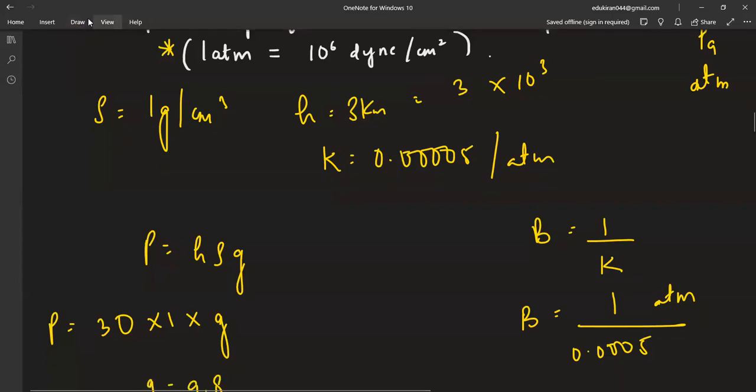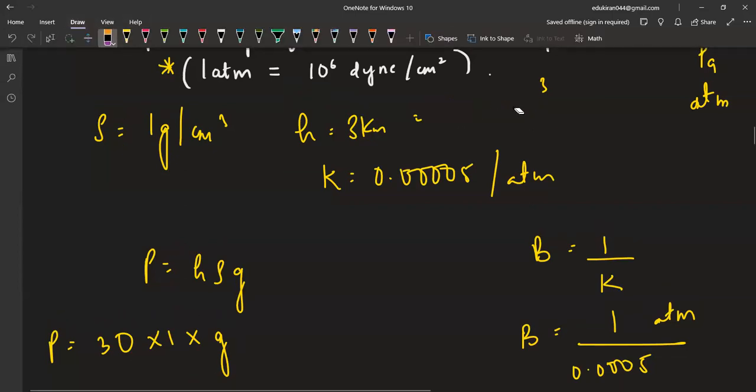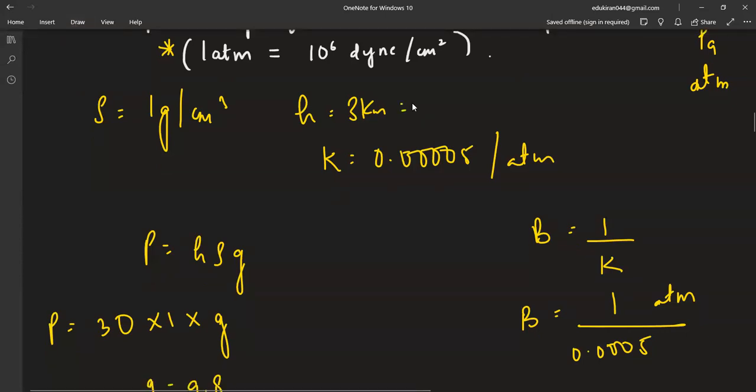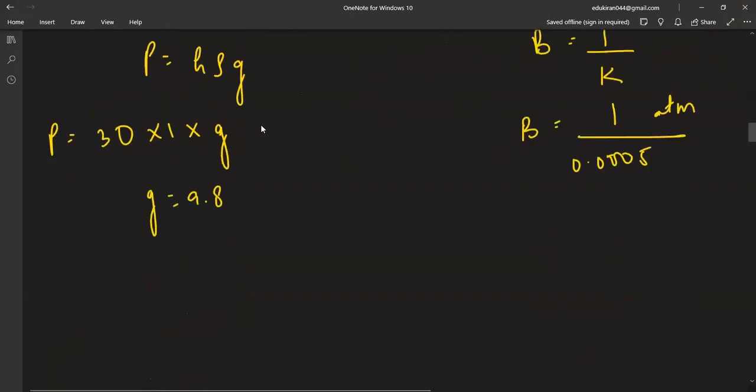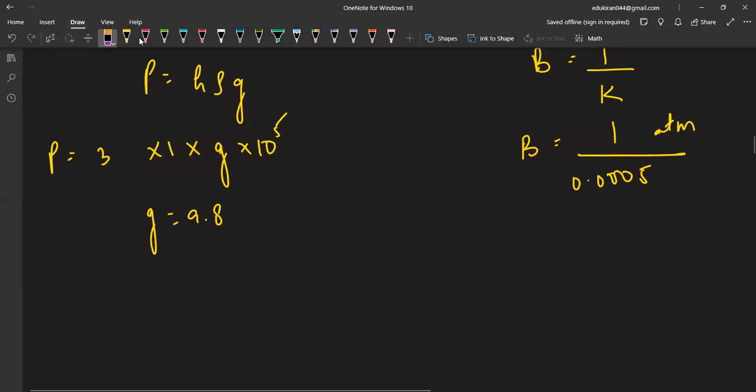I had written it as 30. This won't be 30 centimeters. 3 kilometers are there, no? So we'll multiply it, so 5 more zeros will be there. So 3 into 10 to the power 5 centimeters. Because we multiply 10 to the power 3, then 10 to the power 2. So that becomes 10 to the power 5 for conversion. So this becomes 3 into 10 to the power 5.